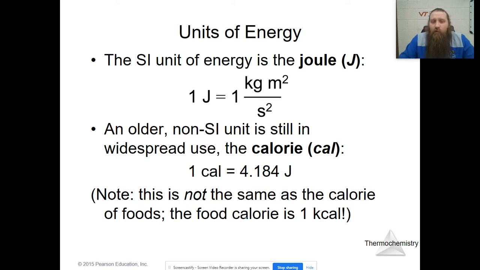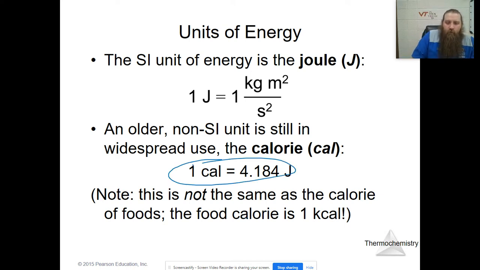When we express energy as a number, as a quantitative value, we use the joule as our unit. It is the SI unit of energy. You may see the calorie, which is still, like the slide says, in widespread use. This is a conversion that you want to memorize, right? A calorie is 4.184 joules.